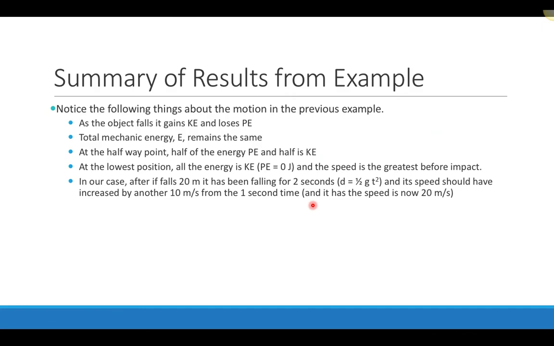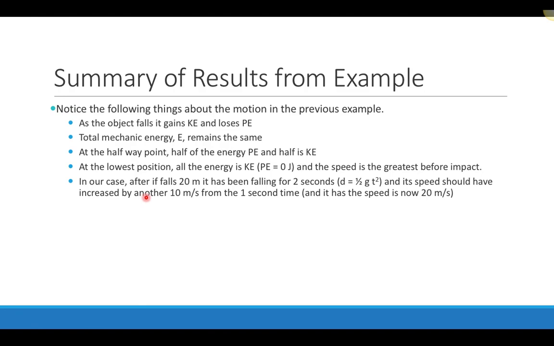So just a summary of results, which I mentioned already. As the object falls, it's going to gain kinetic energy, and at the same time it loses potential energy. But the total mechanical energy of the system remained constant. At the halfway point, half of the energy was kinetic and half of it was potential. At the very lowest position, all of the energy is converted into kinetic energy, the potential energy is 0, and the speed is the greatest just before impact.